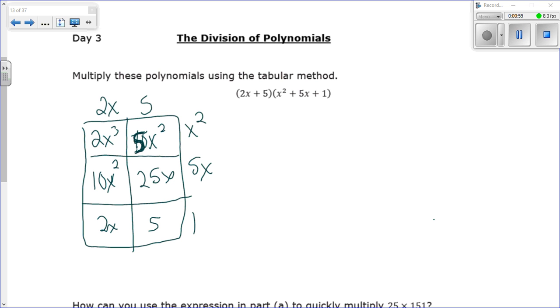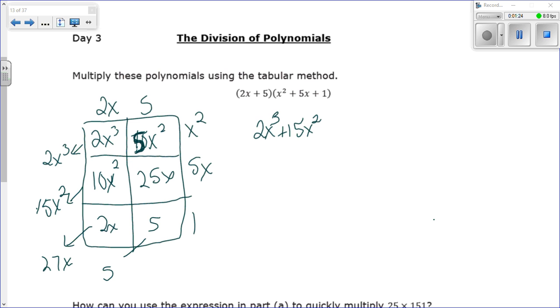And then on my diagonals, I will have 2x cubed. On this diagonal, I will have 15x squared. On this diagonal, I'll have 27x, and then over here, I will have 5. So my answer is 2x cubed plus 15x squared plus 27x plus 5.